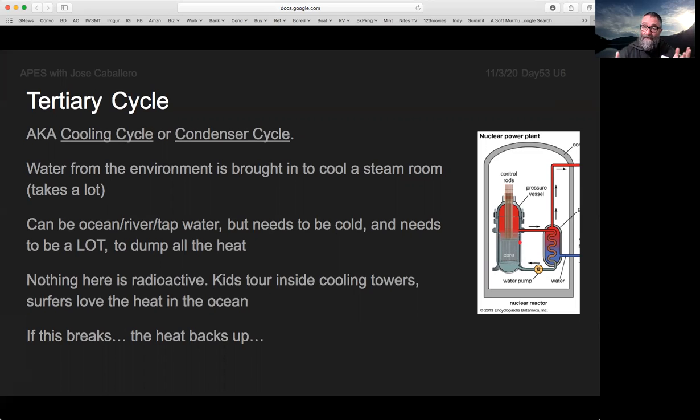Nothing's radioactive. You can put kids on tour in the steam room here. If you've ever surfed San Onofre, you know that there's like a blob of hot water that's coming out of the power plant. That's just ocean water. That's not radioactive. As long as you can dump the heat, everybody's happy.